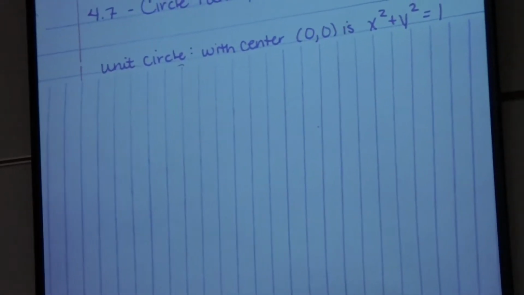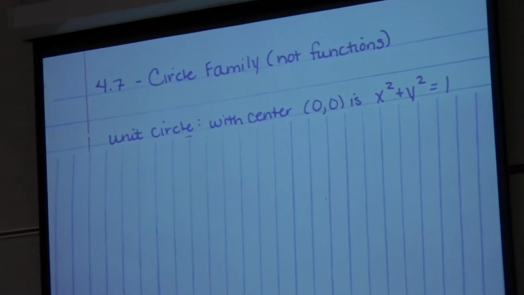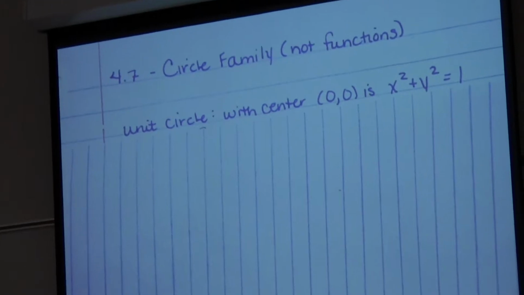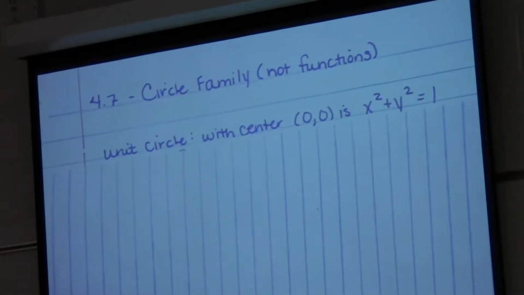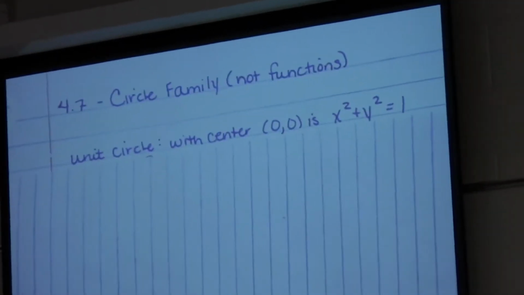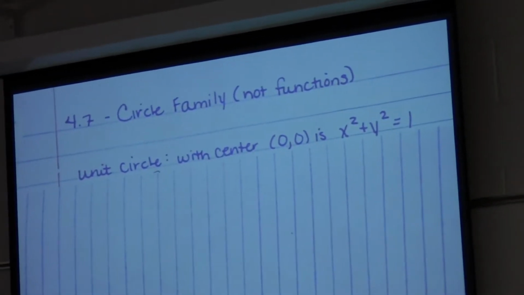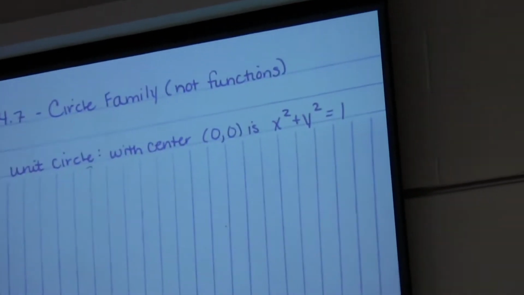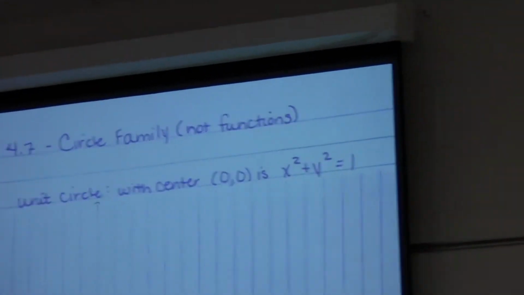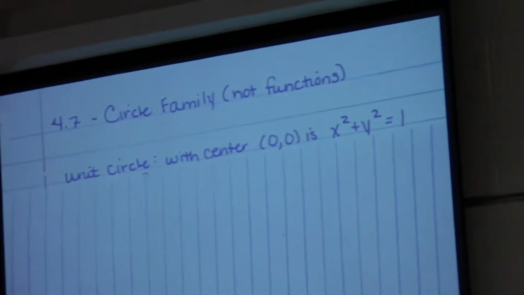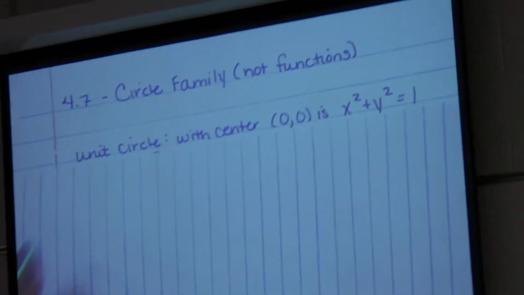...is a circle that has its center at the origin at 0, 0. And it's always going to be written with the equation x squared plus y squared equals 1. And that means then it has a radius of 1.